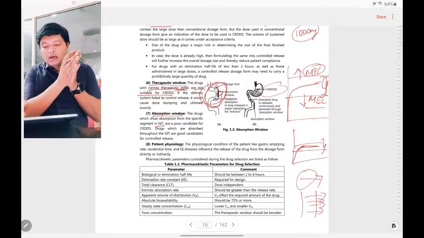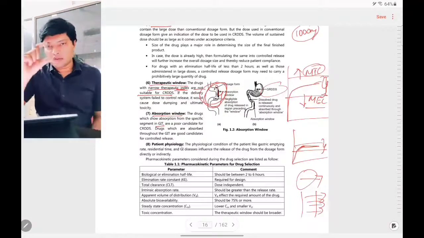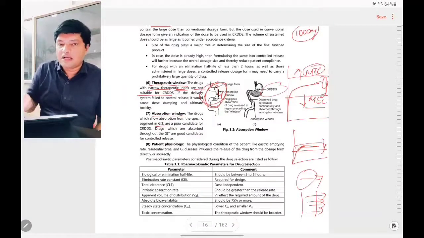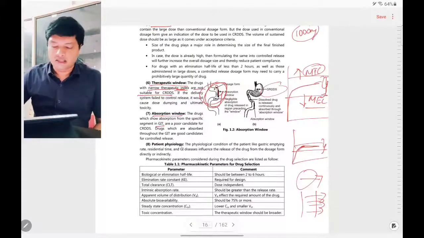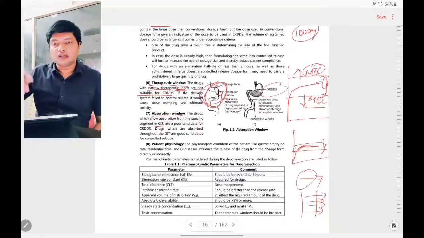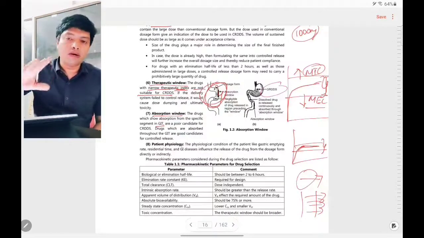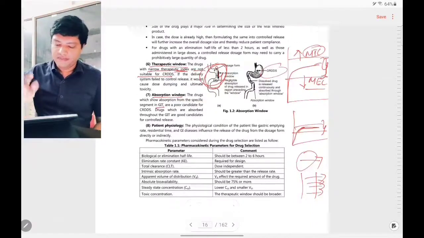If a drug has a particular absorption region, which we call an absorption window, then we have to design it in a separate dosage form. That is, if the drug has good absorption in the stomach, design it as a gastroretentive drug delivery system. Drugs with a narrow absorption window as well as a narrow therapeutic window are not good candidates for a controlled drug delivery system.